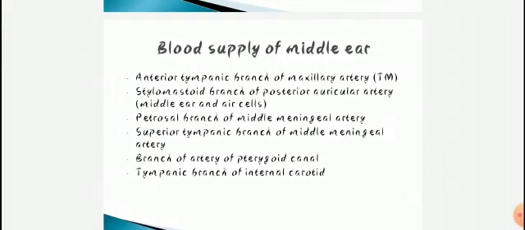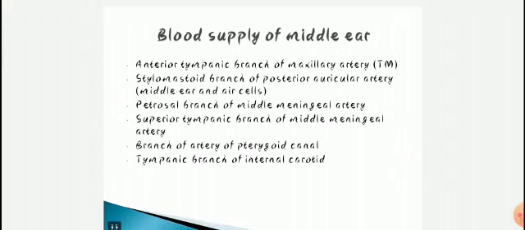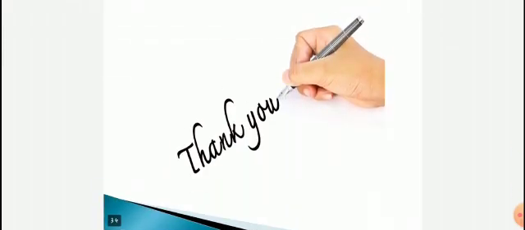Now let us see the blood supply of the middle ear. The anterior tympanic branch of the maxillary artery supplies the tympanic membrane. The stylomastoid branch of the posterior auricular artery supplies the middle ear and air cells. Then the petrosal branch of the middle meningeal artery, the superior tympanic branch of the middle meningeal artery, a branch of the artery of the pterygoid canal, and the tympanic branch of the internal carotid artery.